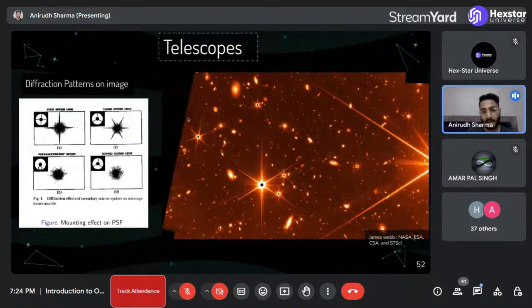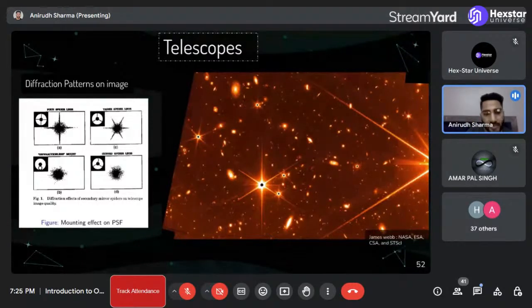Then there are different other phenomena that happen, or you can say different difficulties, you might call it. So the telescopes capture image, of course, but you need to mount your lens or your spherical mirror on something. So wherever you mount your mirror on, for example, let's say you have a spherical mirror and you mount it using something like a four-way support.